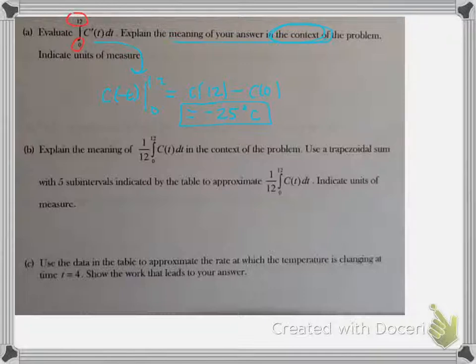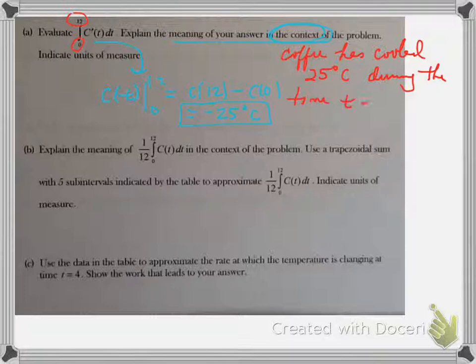So we could say something as simple as the coffee has cooled 25 degrees Celsius during the time period t equals 0, whoops, didn't write that so legibly there, to t equals 12. So nice and simple like that. I mean, we could say the total temperature change in the coffee is 25 degrees, has gone down 25 degrees, anything of that nature, but we want to make sure we're referencing back to the coffee. Make sure we're not using words like it or the function or something like that. That's not really contextual in this case.